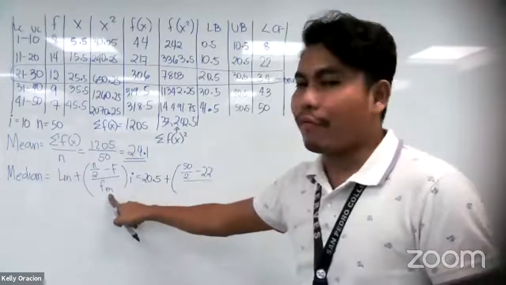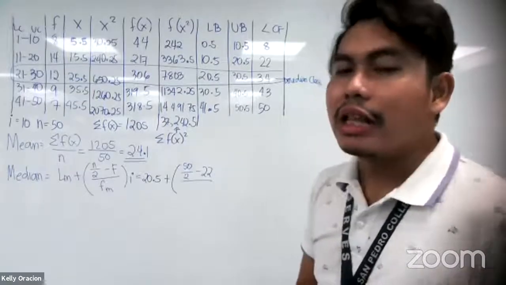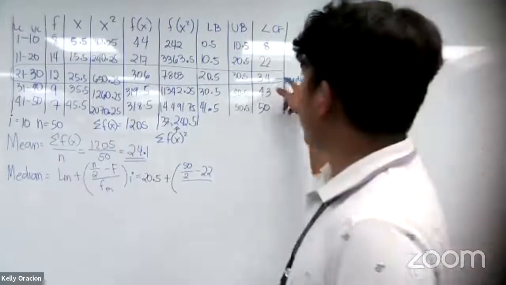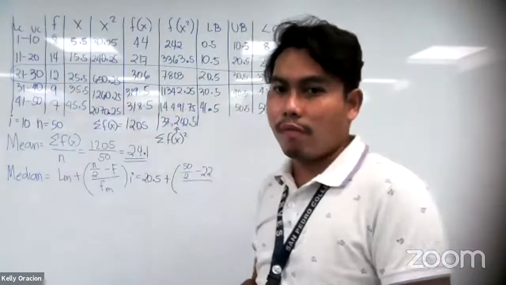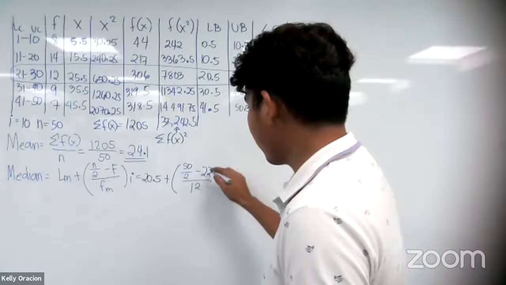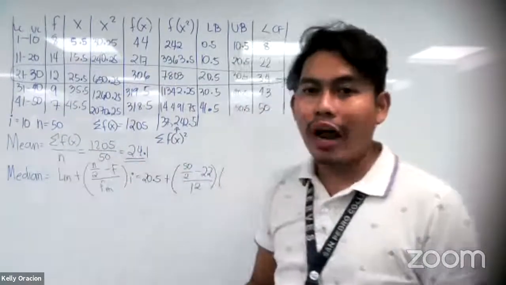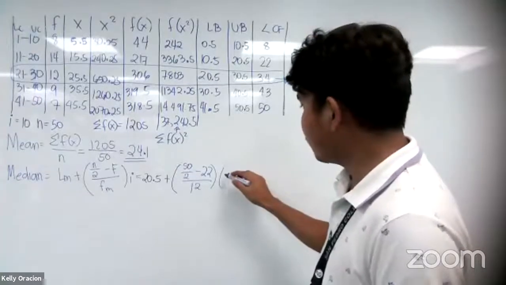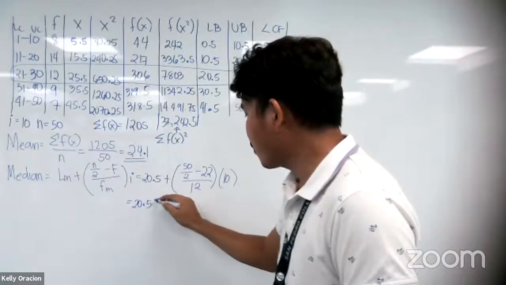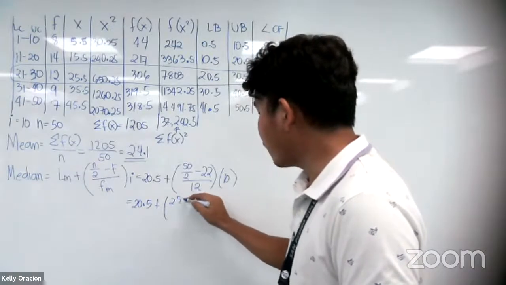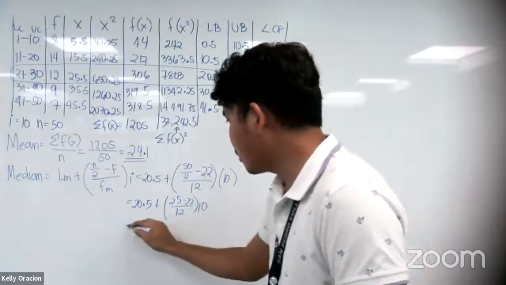Over f. Ano yung itong small letter f? That is the frequency of the median class. The frequency of the median class is 12, times i. Our i is 10. Okay, so you have 20.5 plus 25 minus 22 over 12 times 10.